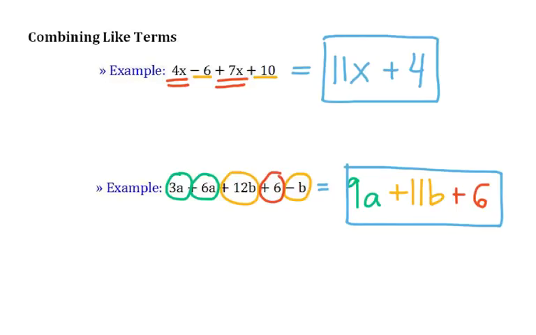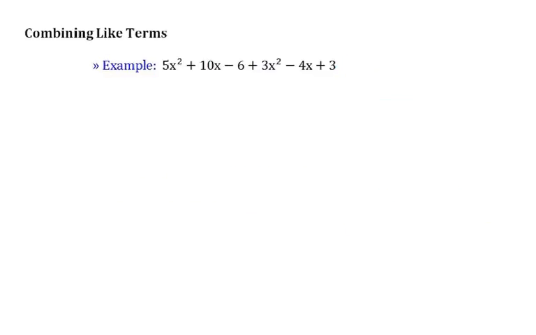Our final example is going to incorporate a few more variables here. So we have 5x squared plus 10x minus 6 plus 3x squared minus 4x plus 3. So in this problem I have lots of x's, but all those terms with x's are not like. Here x squareds can be added with x squareds and x's can be added with x's. So I'm going to revert back to the first strategy I used of underlining.